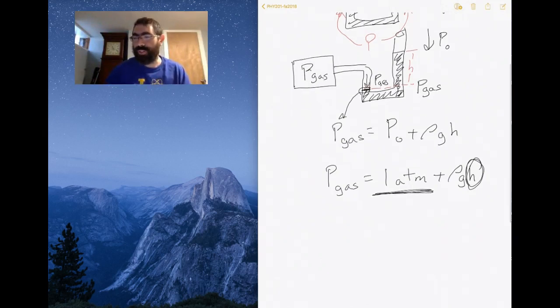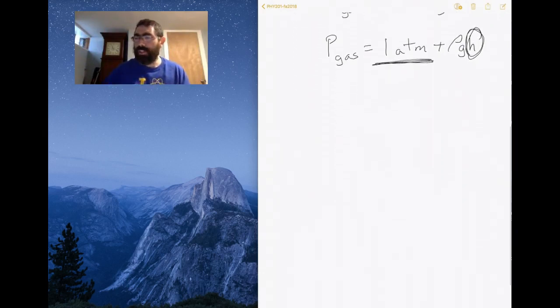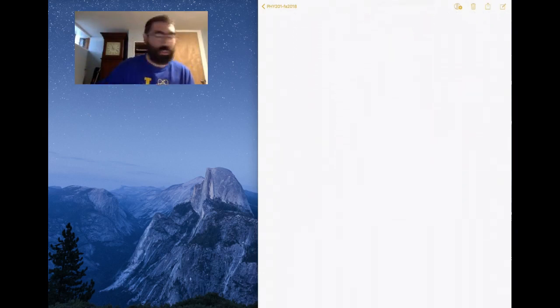The important part is that it's a really simple device that one could construct, where all you're doing is displacing a liquid based on the pressure of the thing that you are trying to measure. The second device that you could use to measure pressure is a barometer.